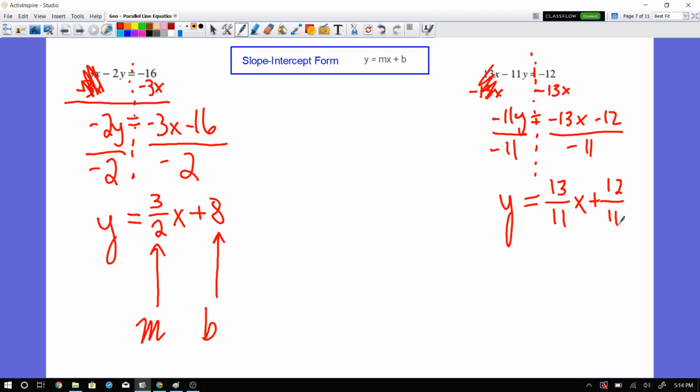That is in the form of y equals mx plus b. Is there stuff that could be done to it? Yes, absolutely. But it's best to just leave it like this and then look for the answer that best matches.